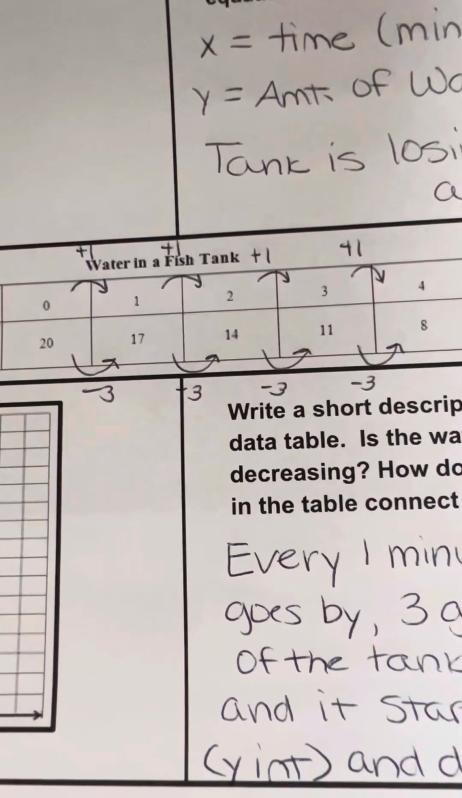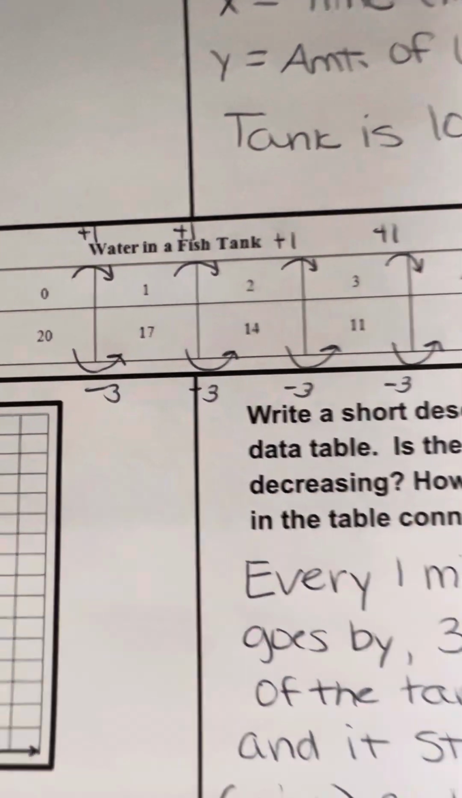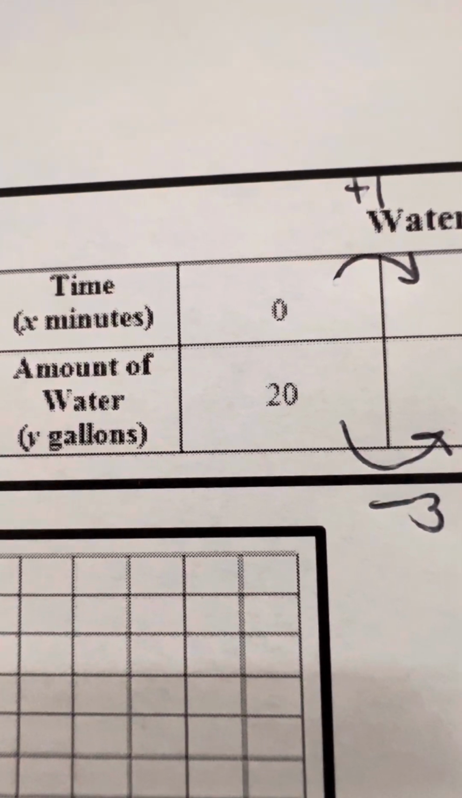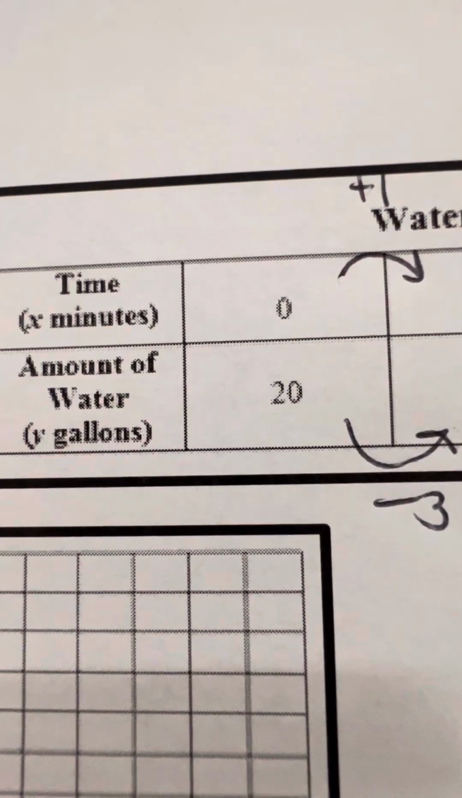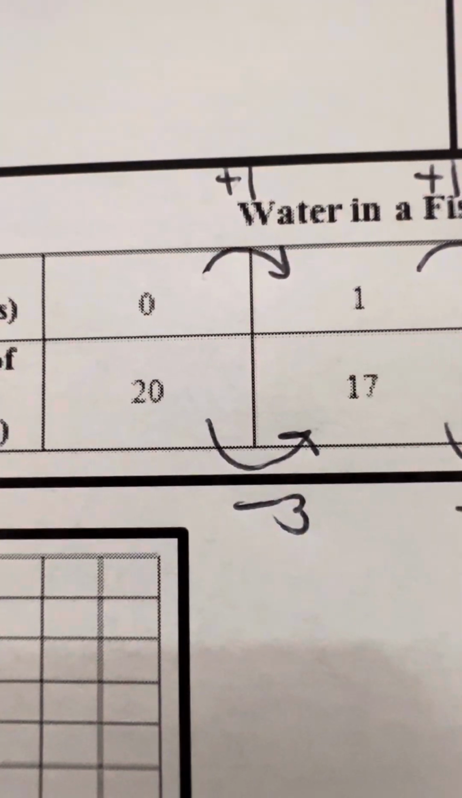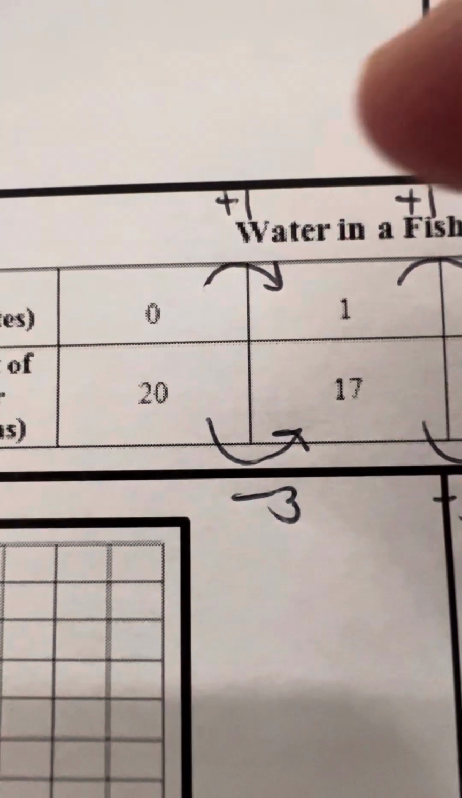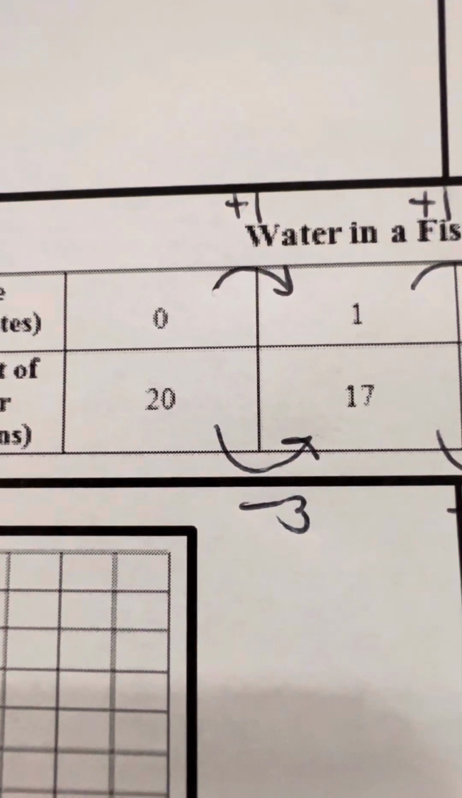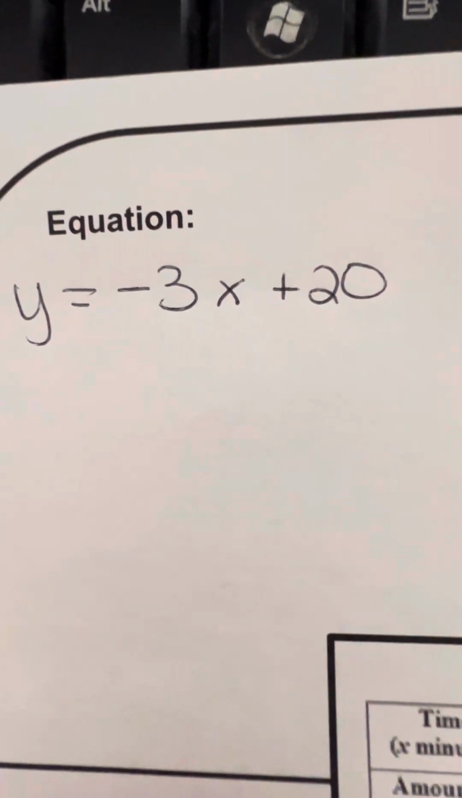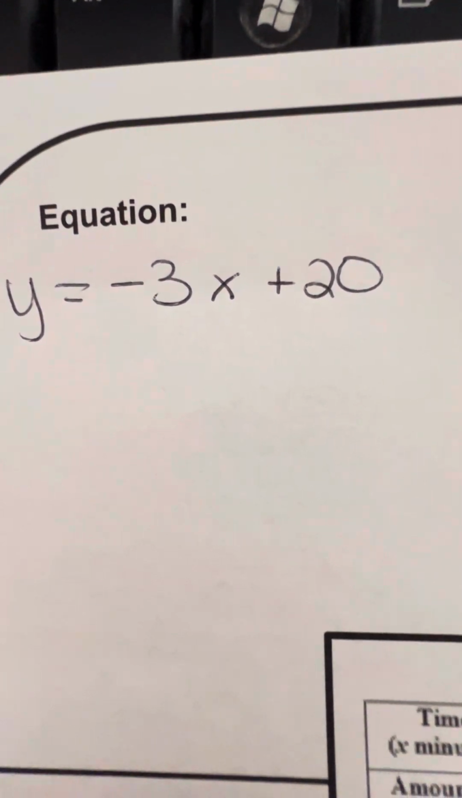When we're writing our equation here, we can take a look at the starting value, which is when 0 time has passed, which is a starting value of 20. So that is my y-intercept. And then as you can see, we're losing 3 gallons for every 1 minute, which is our slope. So our equation for this problem would be y equals negative 3x plus 20.